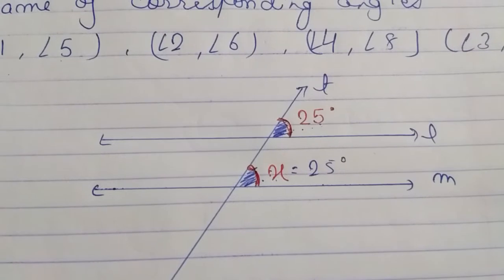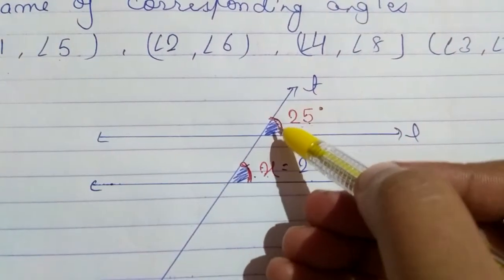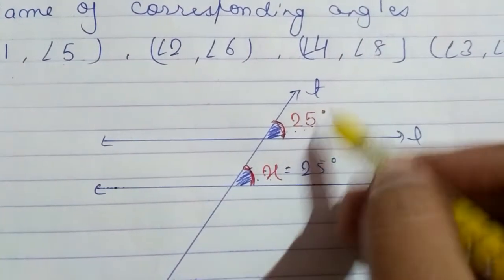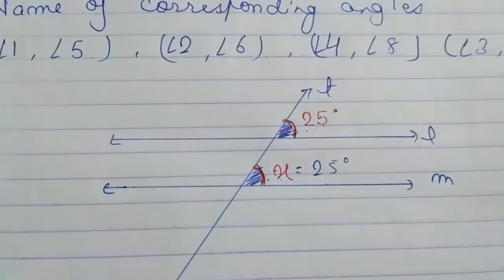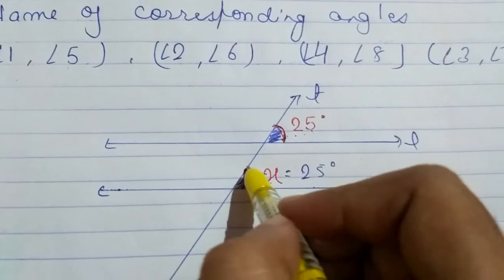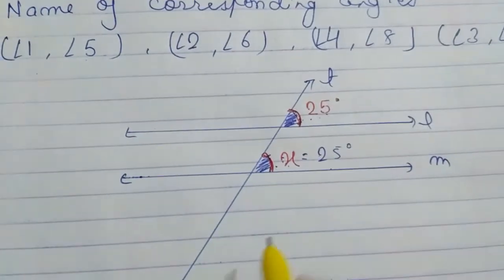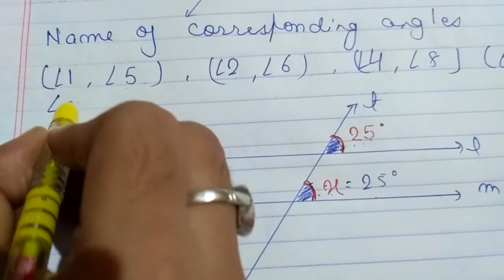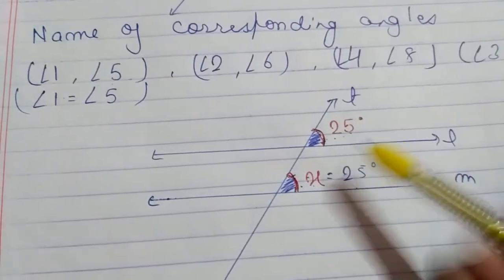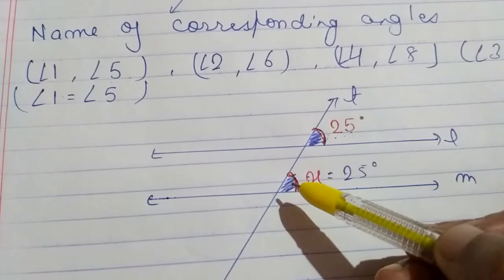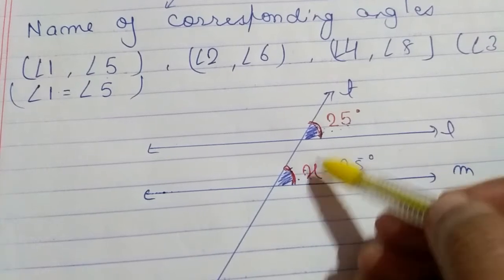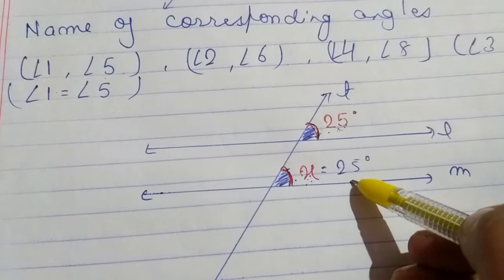So what is the conclusion here? The conclusion is that when one angle of a pair is given, the measurement of the angle, then you can find the second angle. If the measurement of one angle in a pair is given, then you can find out the second angle of that pair. Why? Because here the property is angle 1 is equal to angle 5. If I take an example here that this angle is 25, so its corresponding angle is x. Okay, x is the corresponding angle of 25, so its value is also 25.